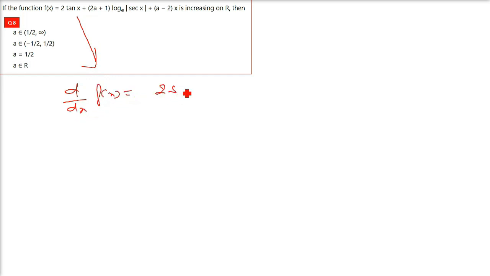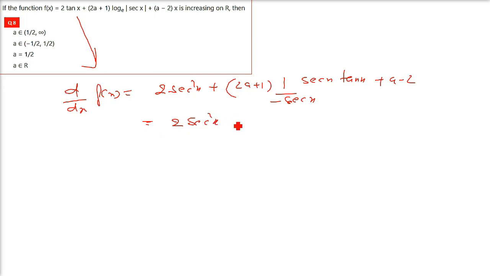dy by dx of f(x) is tan x sec square x plus (2a plus 1). Now this is negative now. Log minus sec x. So we have log of minus sec x, its derivative is 1 by minus sec x. Then we have sec x tan x, and then we have a minus 2. Alright. So this is sec x, and we have 2 sec square x minus (2a plus 1).